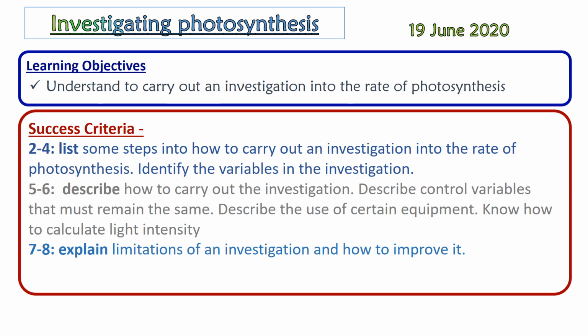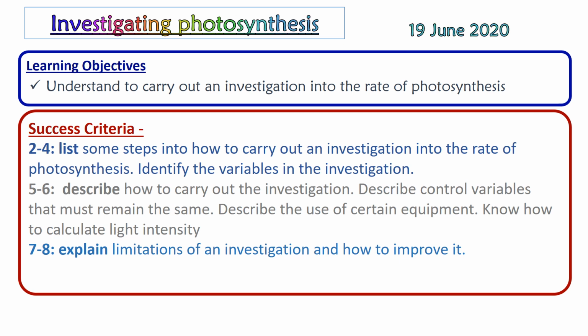Okay, so we need to be able to understand how to carry out an investigation into the rate of photosynthesis. We've been looking at photosynthesis, things that can affect photosynthesis, and also importantly the word and symbol equations for photosynthesis. For levels 2 to 4, we need to be able to list some of the steps or the method of how to carry out the investigation and identify the variables involved, so the independent, the dependent and control variables.